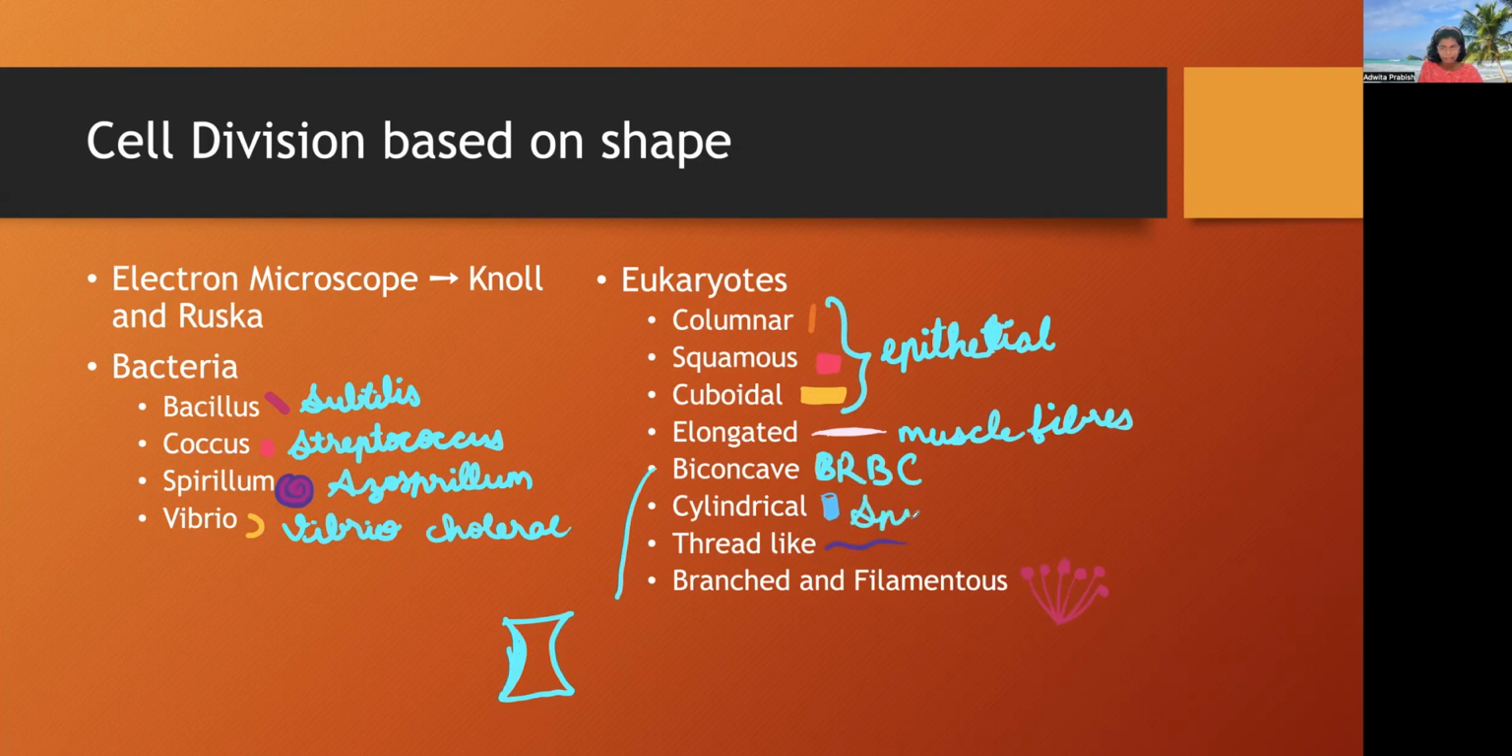Some algae like Spirogyra are cylindrical. And thread-like are neurons. Branched and filamentous. It's an interesting shape again. That is the shape of Rhizopus. That is also called bread mold.